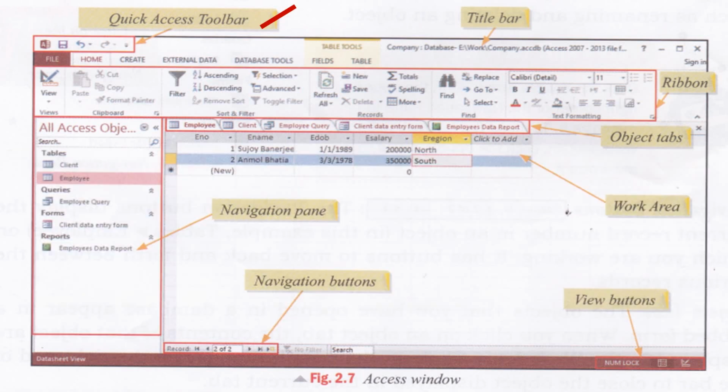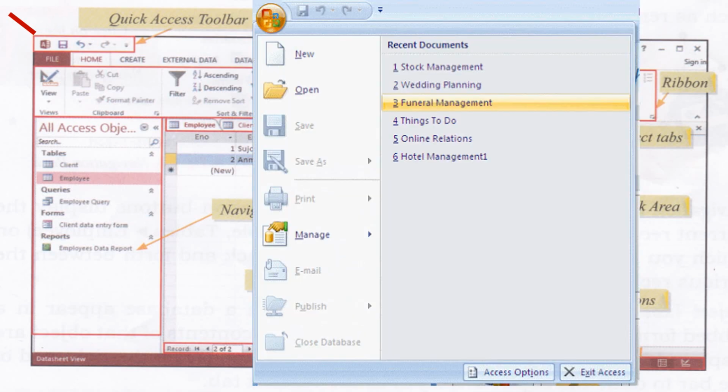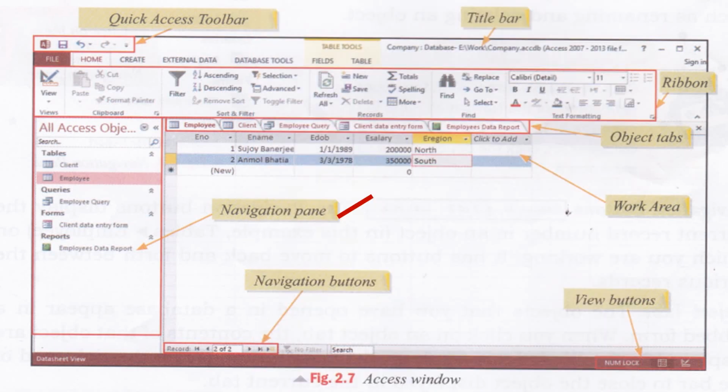Quick Access Toolbar appears on the left side of Title Bar and has access to most needed commands like Save, Undo and Redo. You can add commands to it. Microsoft Office button is on the top left corner and contains many commands such as New, Open, Save, Save As, Print, etc. Navigation pane is the area on the left of the window and it displays our database objects. When we open a database or create a new one, the names of the database objects appear in the navigation pane.